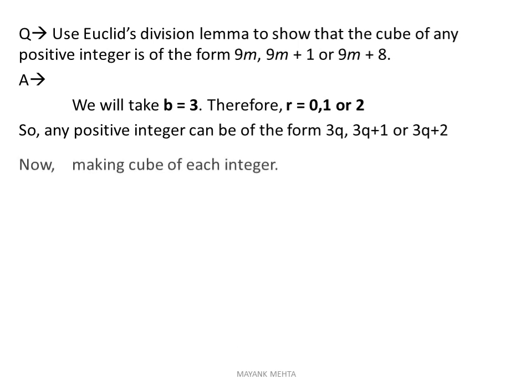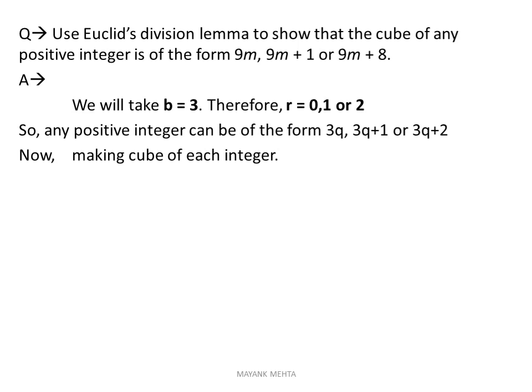So now I will take the cube of each integer. The integer is of three types: we have taken 3q or 3q plus 1 or 3q plus 2. Now I will take the cube of each of the three. First of all, the cube of 3q. Then it will become 3 cube, which is 27, and q cube, so 27q cube. Now, if I take 9 common, then it is 9 into 3q cube. That means it is one kind of 9m type of form. So this is the 9m form.